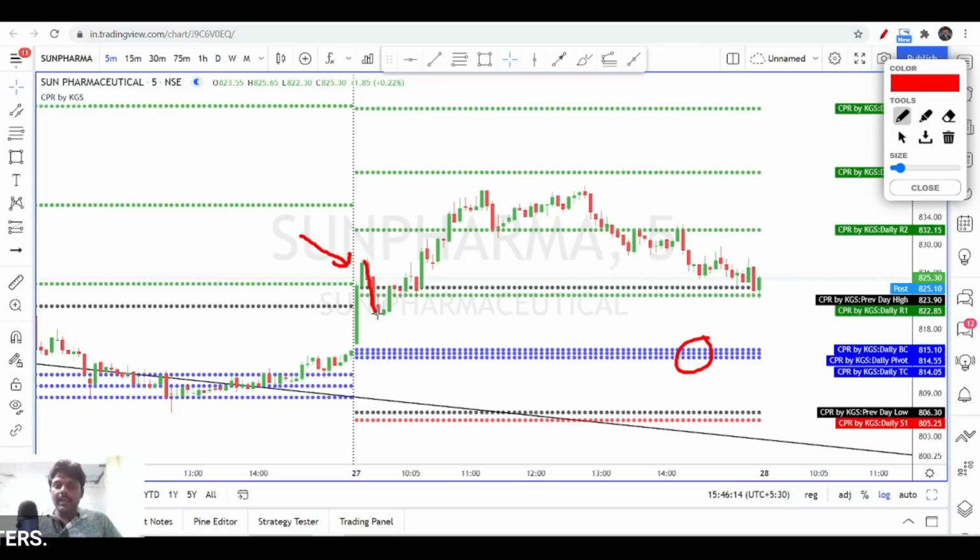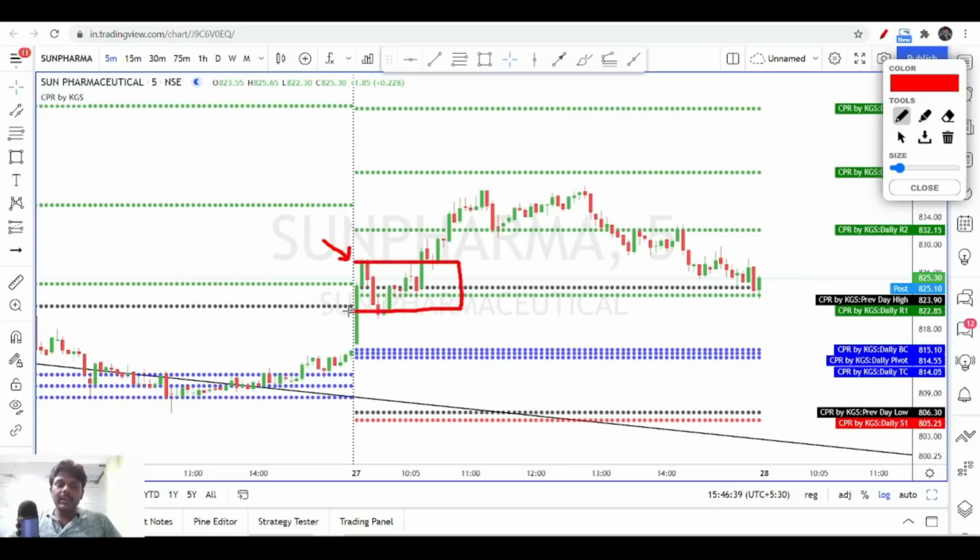And after that you can clearly witness once again the market is bouncing back and it is breaking the R1 and previous day high. Generally, when you are applying R1 and previous day high, don't take entry in the first 15 minutes or 30 minutes. It is better to wait for 30 to 45 minutes and then follow R1 previous day high breakout.